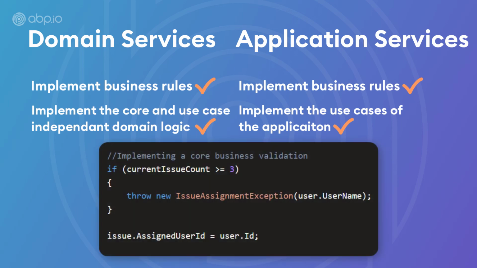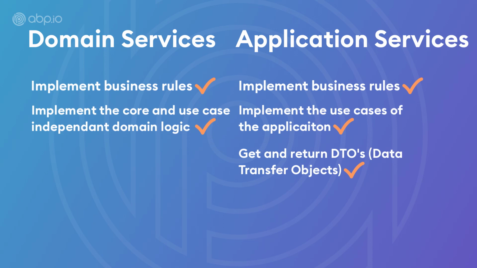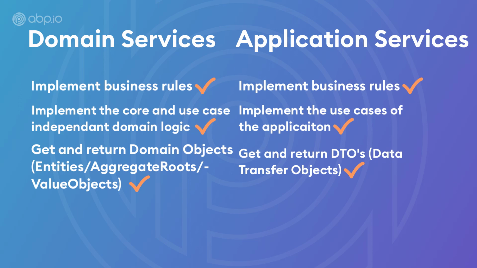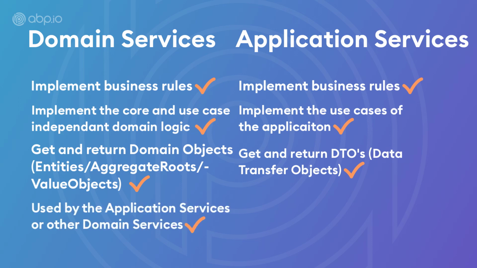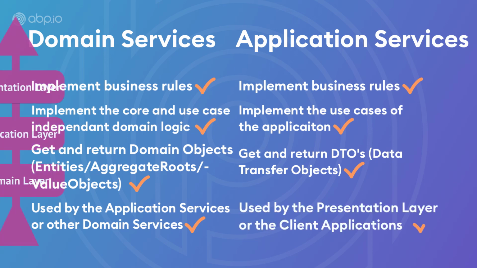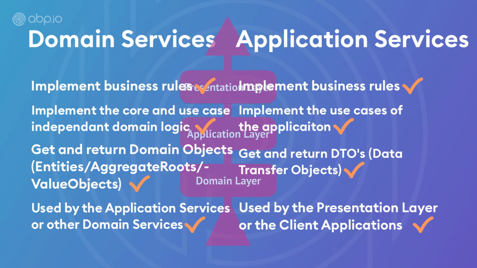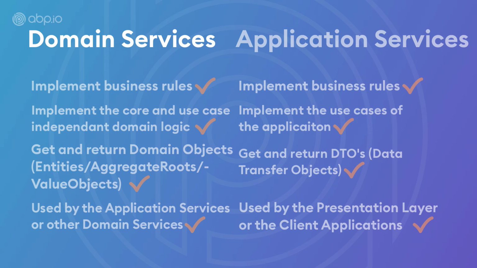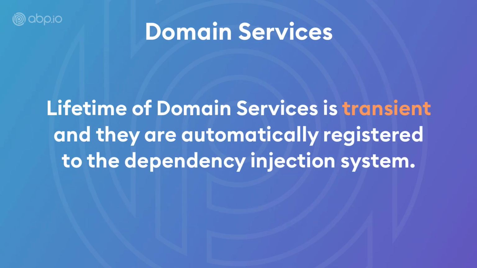The to-do item list should not have 10 to-do items, for example. The application services get and return data transfer objects or DTOs, while the domain service methods typically get and return the domain objects, which are the entities and the value objects. And last but not least, the domain services are typically used by the application services or other domain services, while the application services are used by the presentation layer or the client applications. And finally, the lifetime of domain services is transient, and they are automatically registered to the dependency injection system.